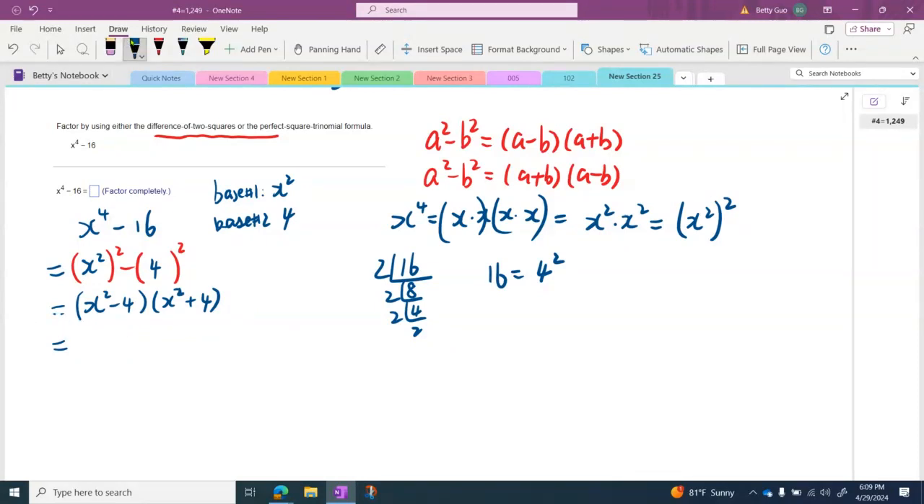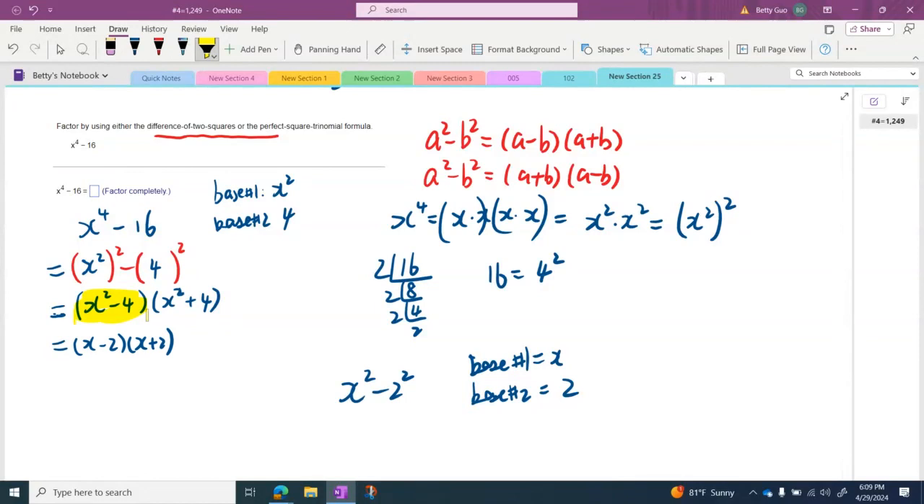So look at x squared minus 4. X squared minus 4 is also a perfect square. It is x squared minus 2 squared. The first base, at this step, is x, and the second base is 2. So x squared minus 4, this yellow part, is going to be factored as x minus 2 times x plus 2. And bring down the next factor, x squared plus 4.